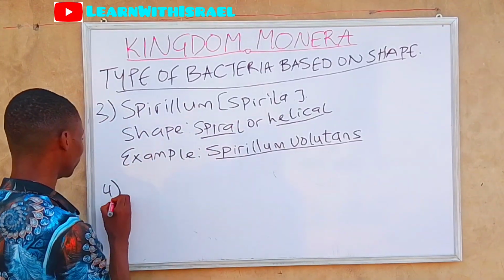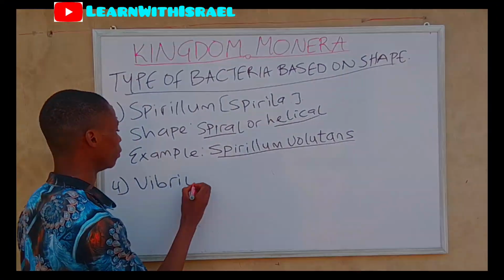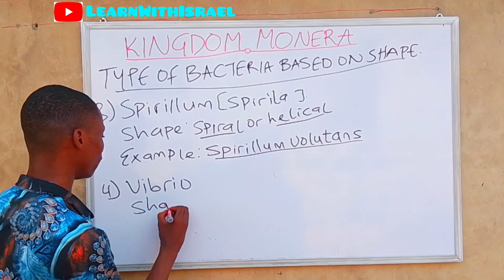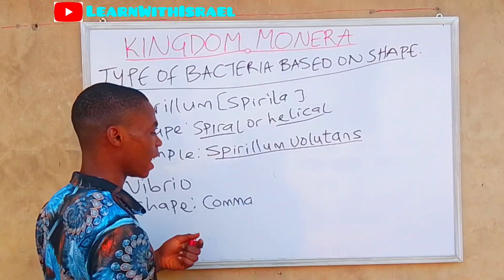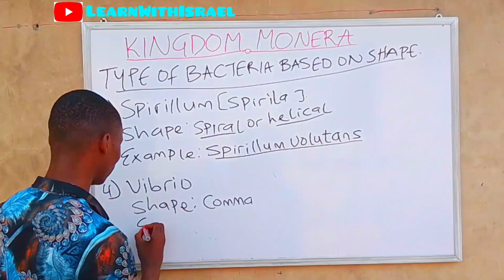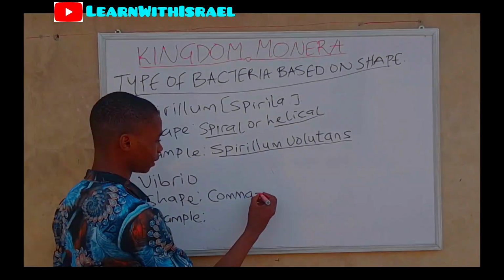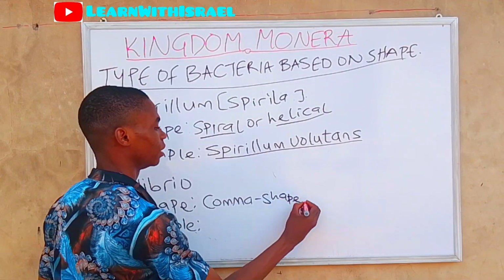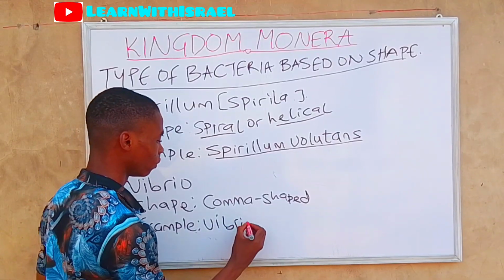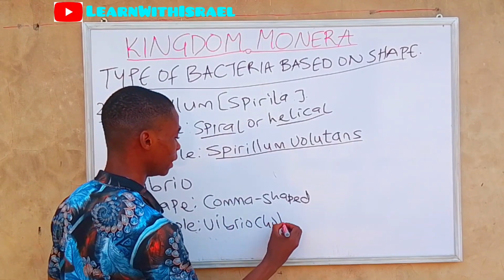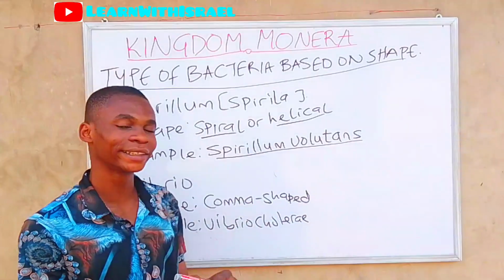So the last one is called Vibrio. The shape of Vibrio is comma. It is comma in shape, and we have an example. Examples include Vibrio cholerae, and this Vibrio cholerae causes cholera.